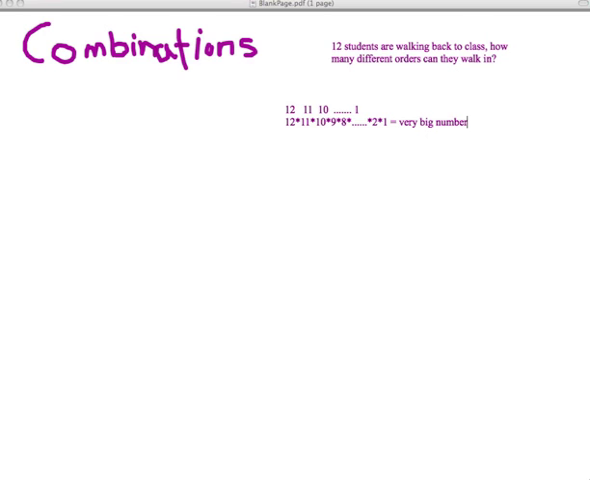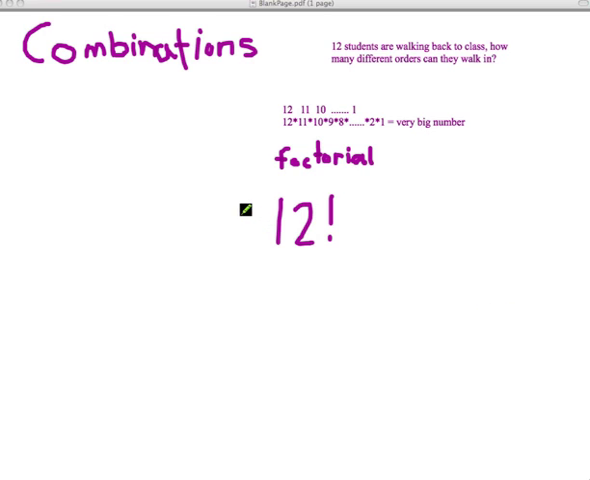The terminology for the arithmetic that we just did is called factorial. All right. So factorial is written like this, 12 exclamation point. And 12 exclamation point is the representative way of writing 12 times all the numbers until you get to 1.